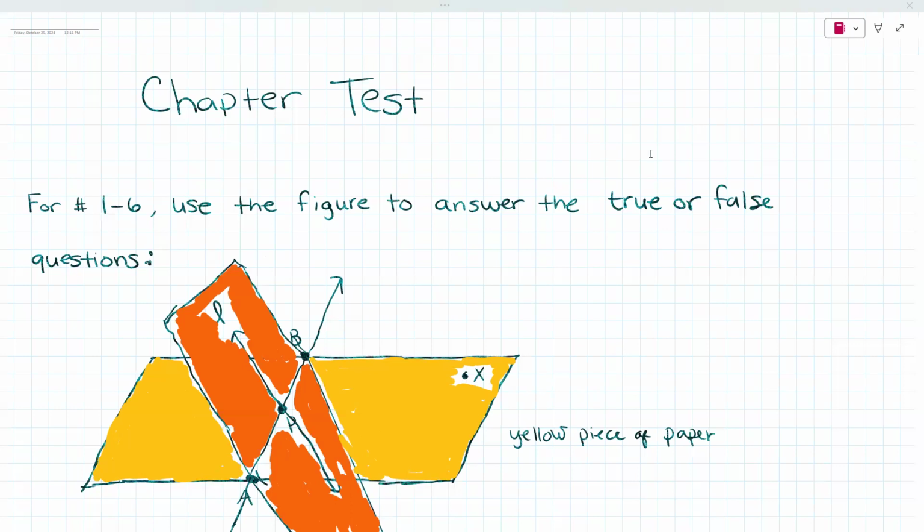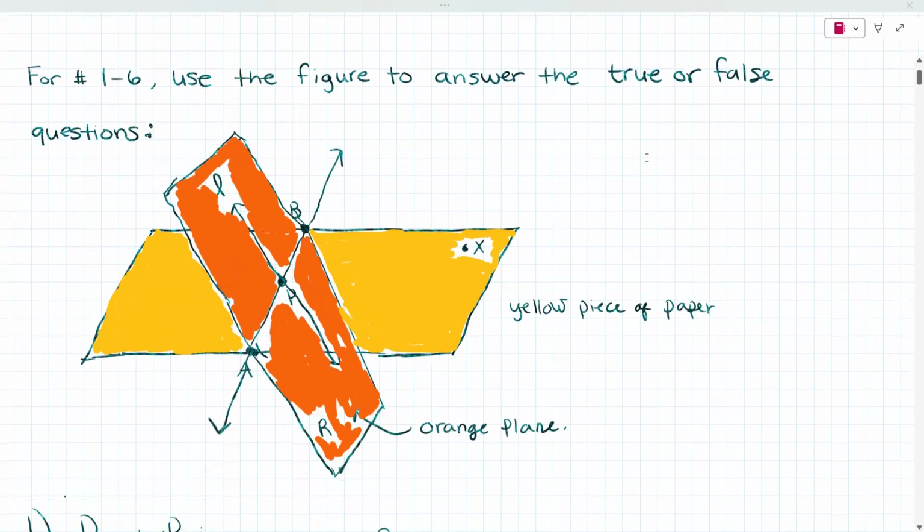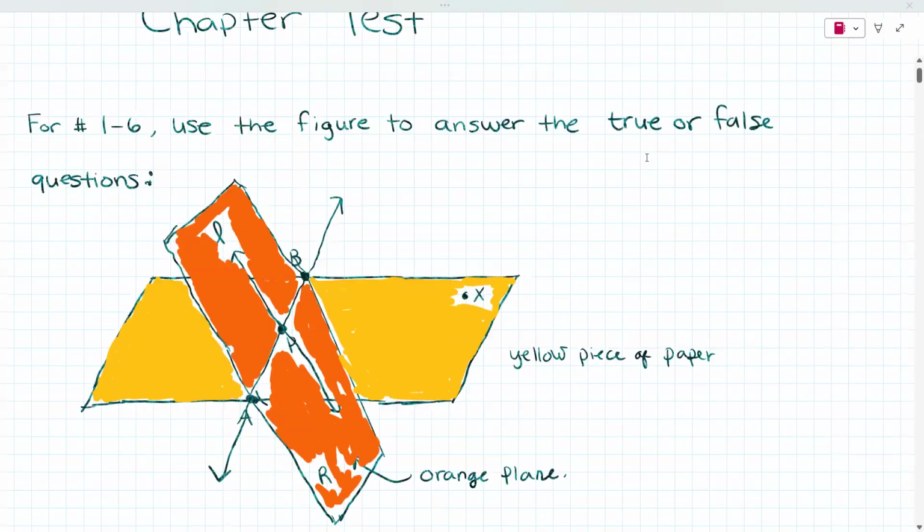So for questions 1 through 6, use the figure to answer the true or false questions. So let's say you have two planes. The yellow is the one plane and the orange is another plane. And you have some kind of line that bisects the two planes, right?